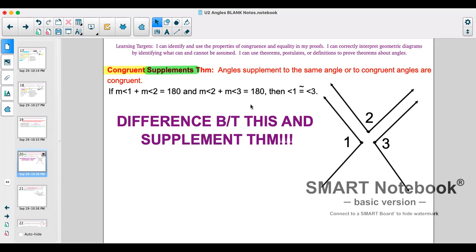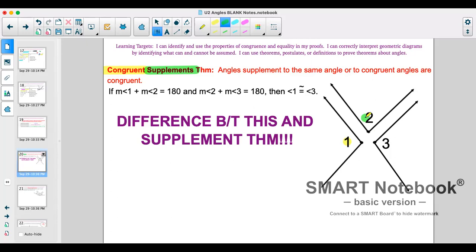So here is the slight difference between the transitive property and the congruent supplements property theorem. The measure of angle 1 plus the measure of angle 2 equals 180. These two are supplementary. They add up to 180 degrees. They're supplementary.